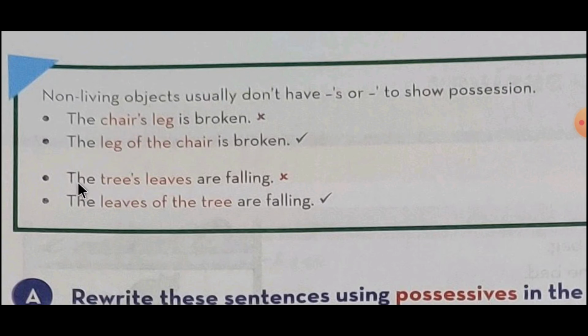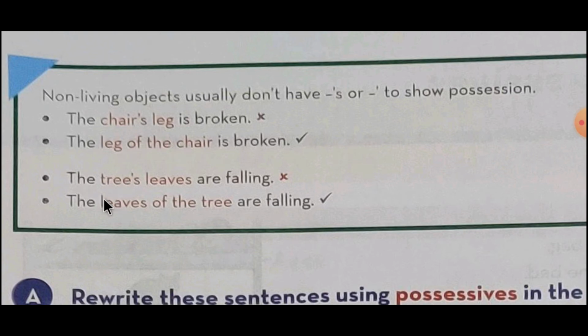Another example is the tree's leaves are falling. Here it is also wrong grammatically because trees are considered a non-living thing. The leaves of the trees are falling. So we cannot put apostrophe s. Trees are not a living thing which can move, which can talk, and which can do many things.